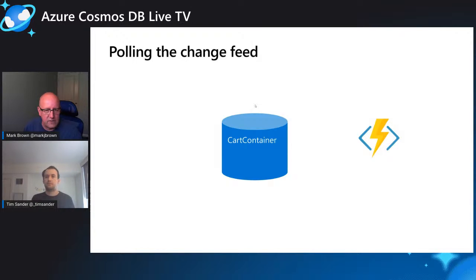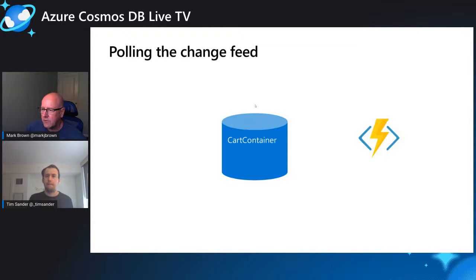Yeah, I run it always on like 400 RU, I think. Yeah, you don't need more than that. $24 a month. You could even use shared throughput for the leases container, so it's even cheaper if you've got more containers you can put in that same database.